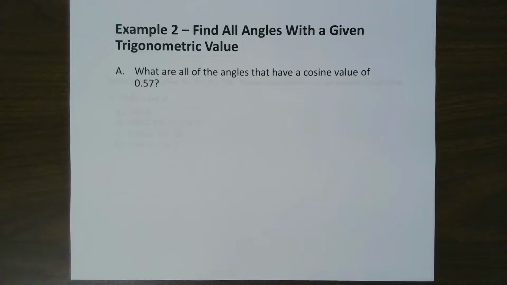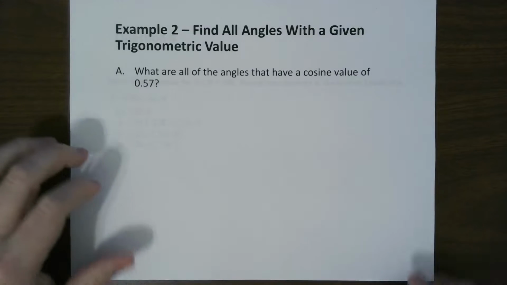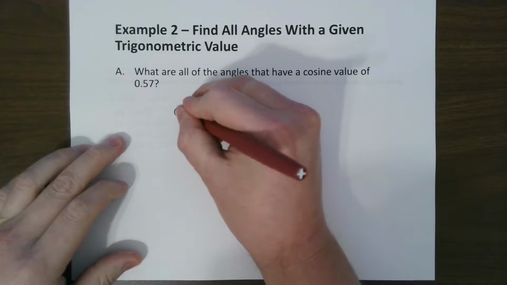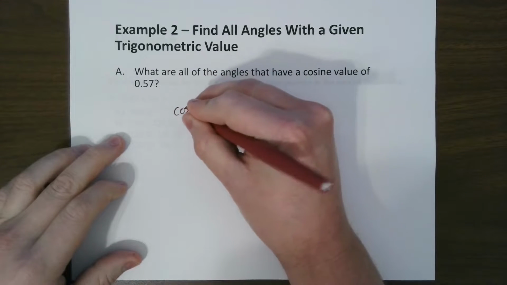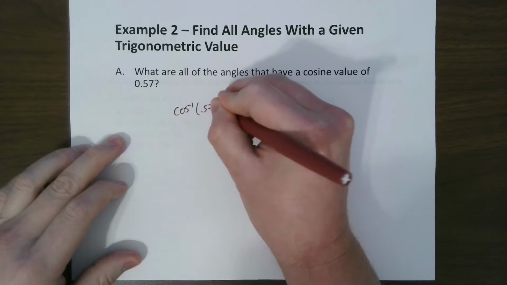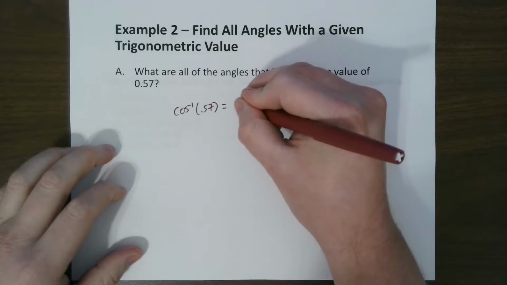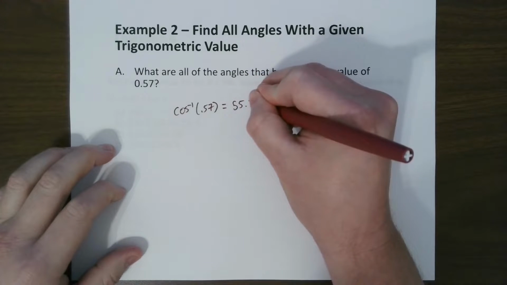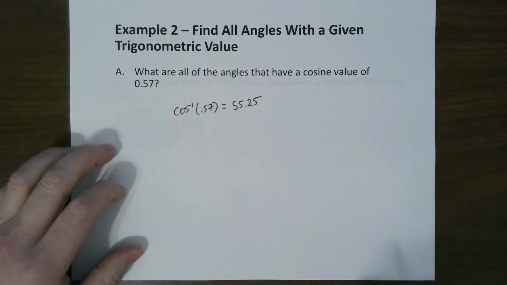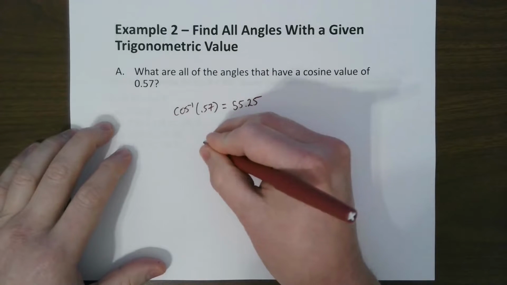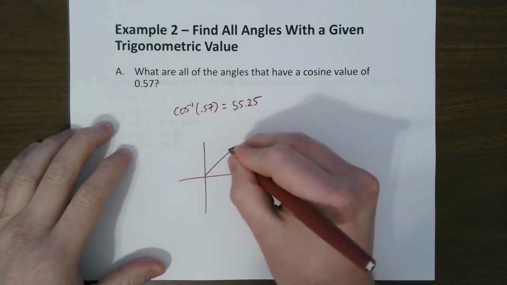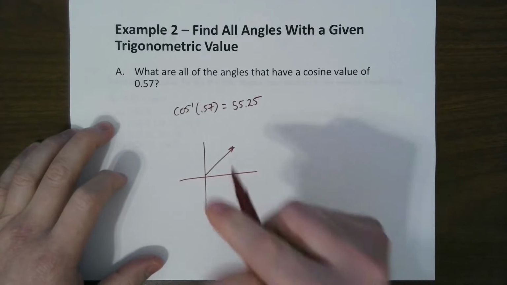Okay, let's find all the values with a given trigonometric value. So the way we do this one is we're going to go ahead and just use the calculator. So if cosine, we're going to do the inverse cosine of 0.57 in the calculator. When you do that, you end up with 55.25. So what that means is that's in this angle right here is 55.25.